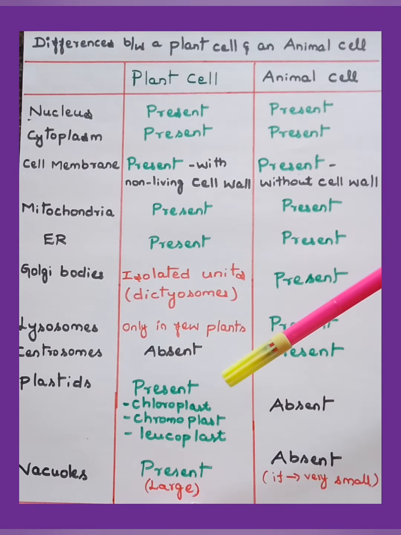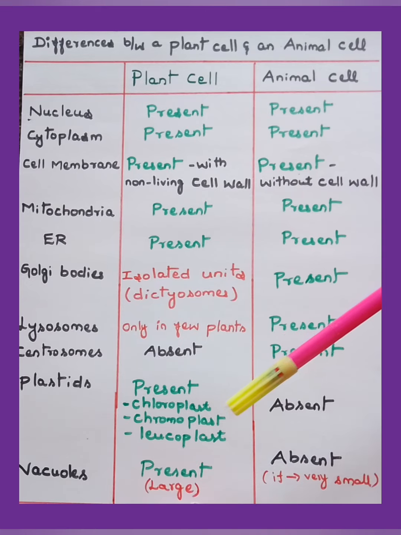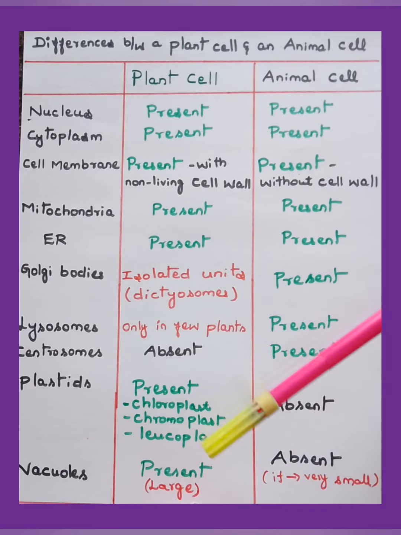Moving to plastids, mainly they are present only in the plant cell, the colored plastids. You can find chloroplast, chromoplast, leucoplast, and they are absent in animal cell. Vacuoles are present in plant cell and they are large in size. In animal cell, usually these vacuoles are absent. If at all they are present, they are very tiny, very small vacuoles. So I hope we have covered the important points in cytology, the study of plant cells and animal cells, mainly related to the GPSTR exam 2022 syllabus.